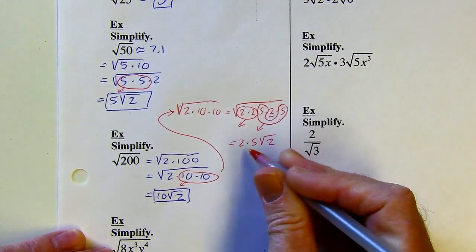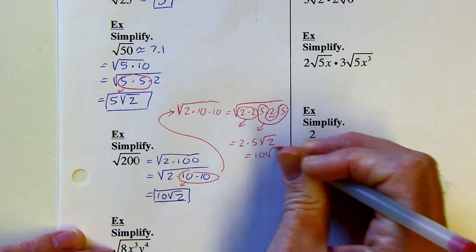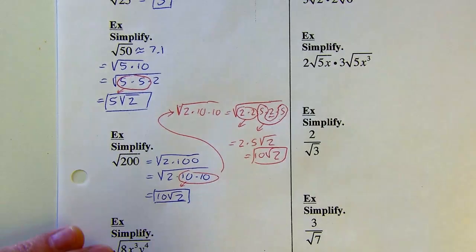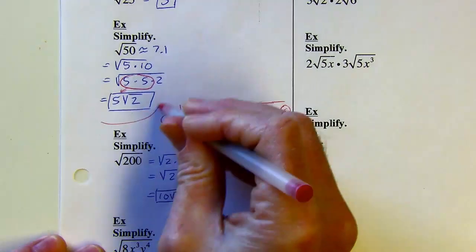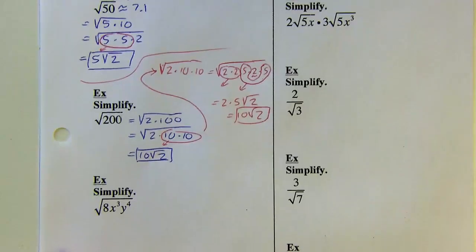And then if you have multiple pieces on the outside, multiply them together, and you can see same result, right? So no matter which way you break it up, if you do it correctly, you should end up at the same place.